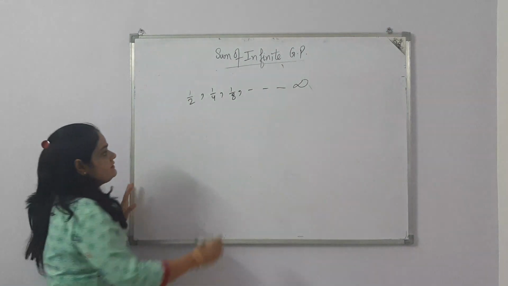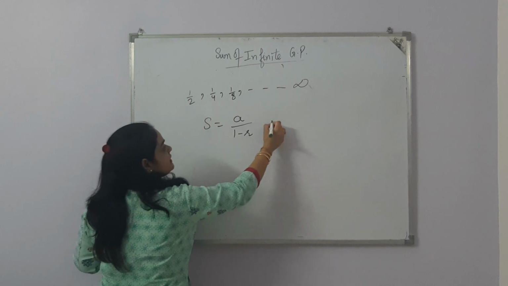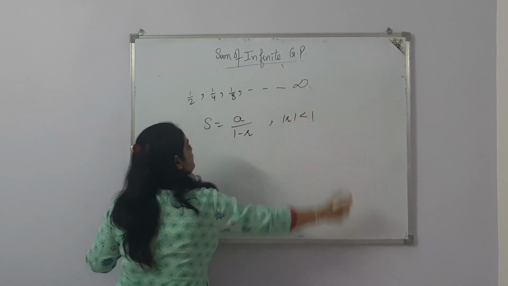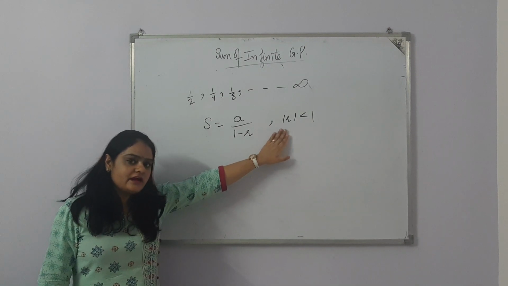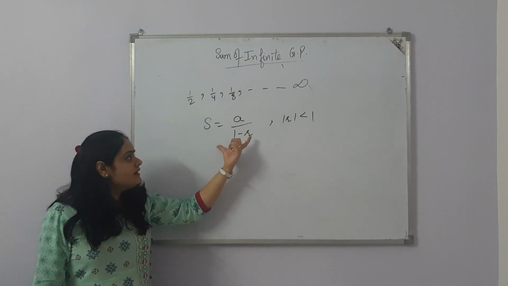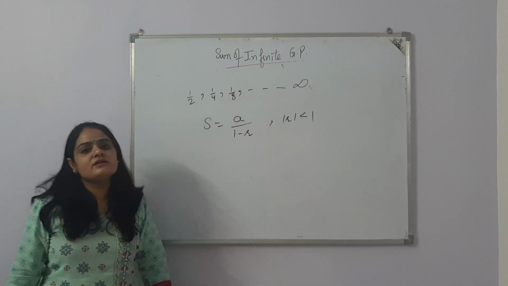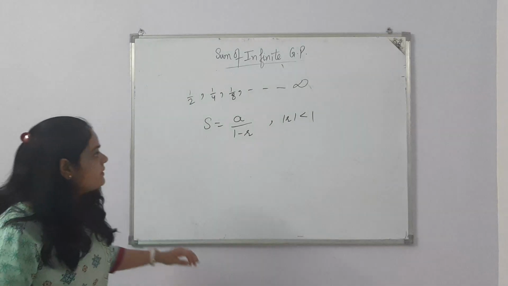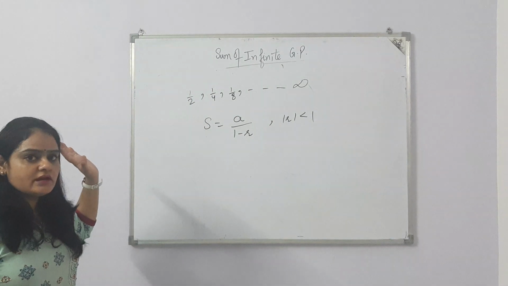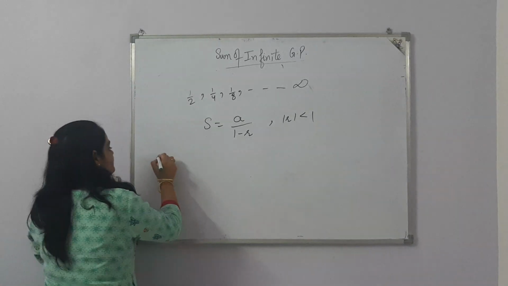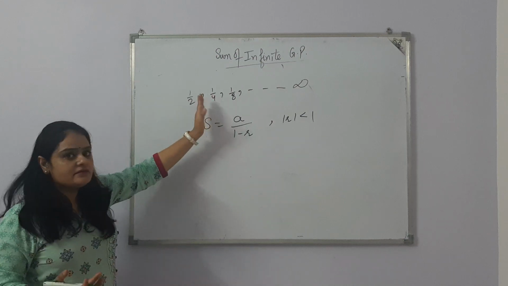So the formula is a upon 1 minus r. Here r's modulus is always less than 1. In case r's modulus is less than 1, we apply the sum of infinite terms of GP, which is a upon 1 minus r. Hope the formula is clear to you. Let's do one question. It will be more clear what the formula is and how we can apply it on an infinite GP's sum.